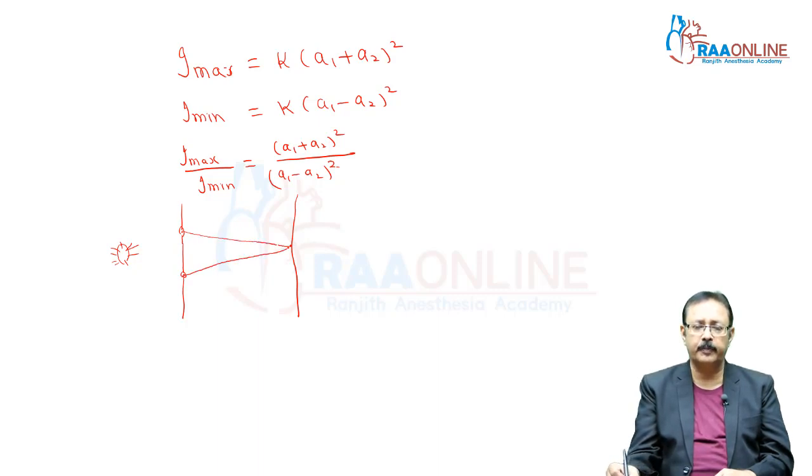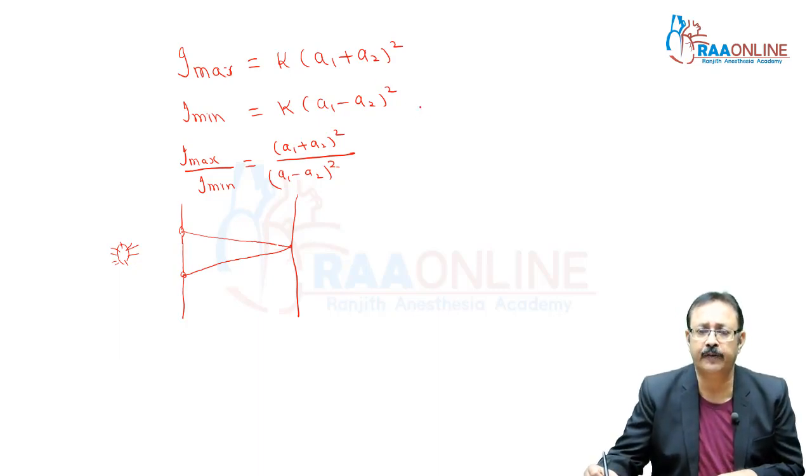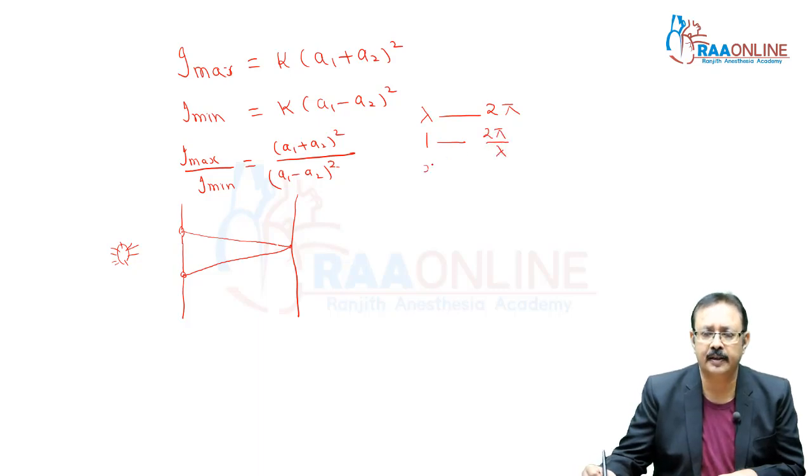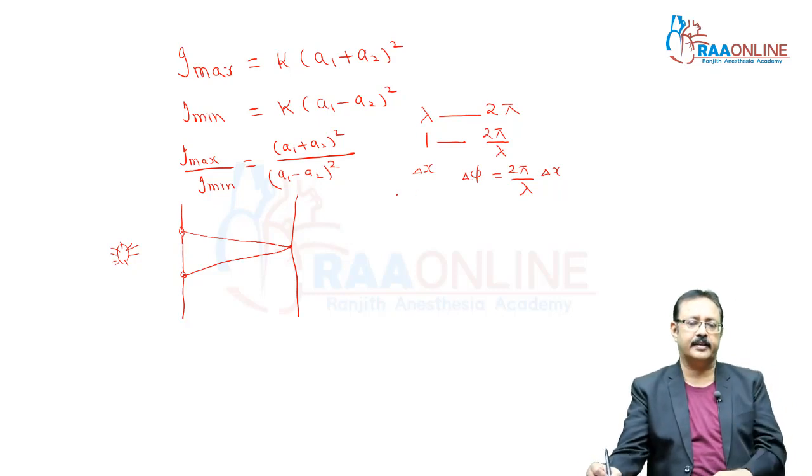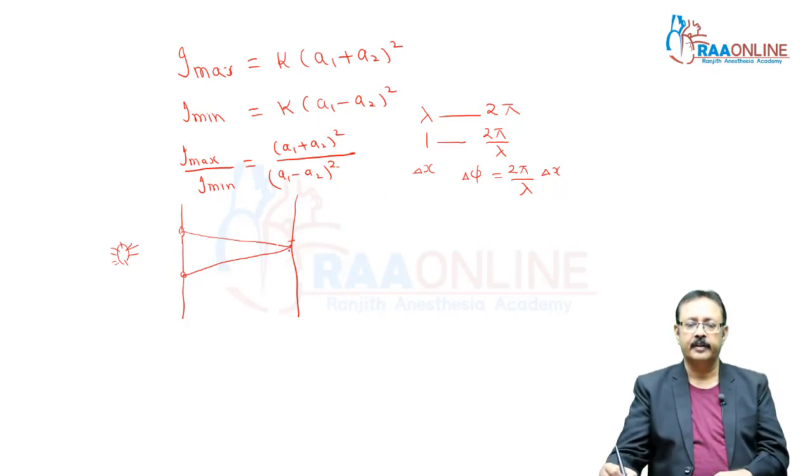We know the relation between path difference and phase difference. If the path difference is lambda, meaning equal to the wavelength, the phase difference is 2 pi. If the path difference is 1, the phase difference should be 2 pi by lambda. If the path difference is x, or you can say delta x, the phase difference should be 2 pi by lambda into delta x. If delta x is 0, the phase difference is 0, meaning they are meeting in the same phase, so you will get a bright fringe here. After that, you will get one dark fringe.